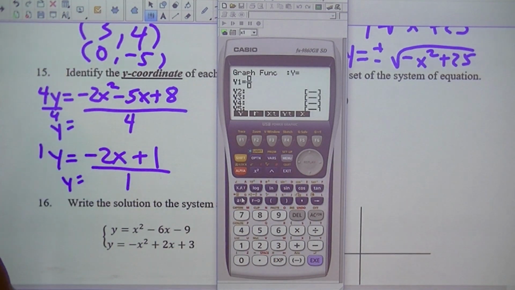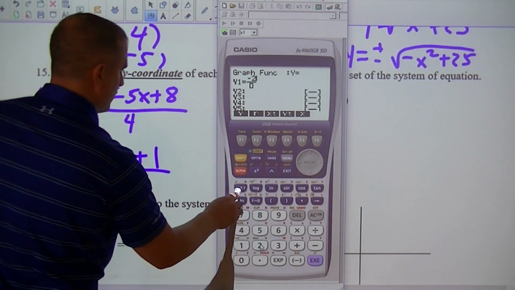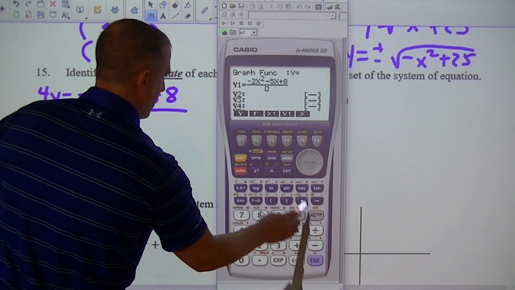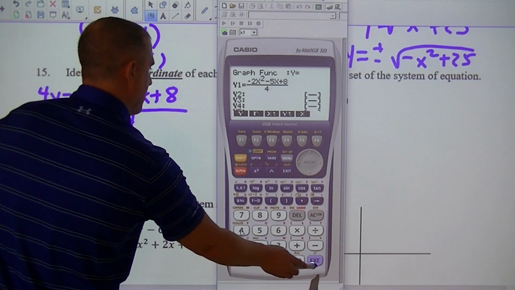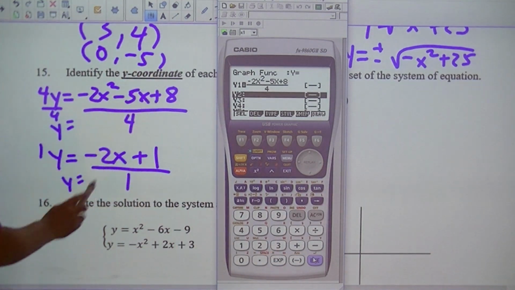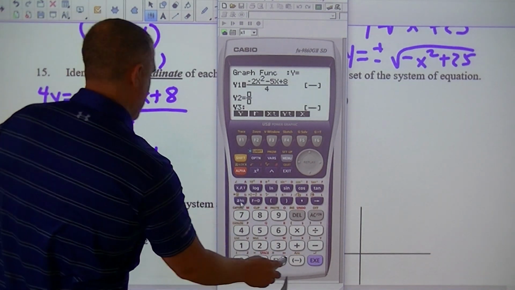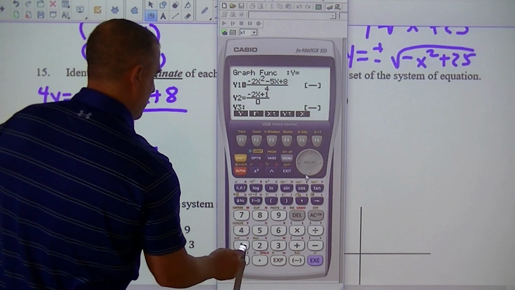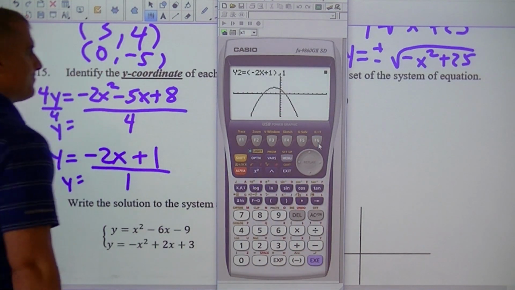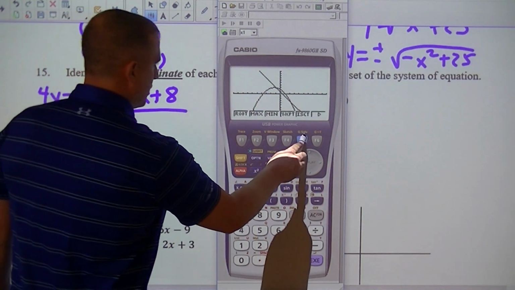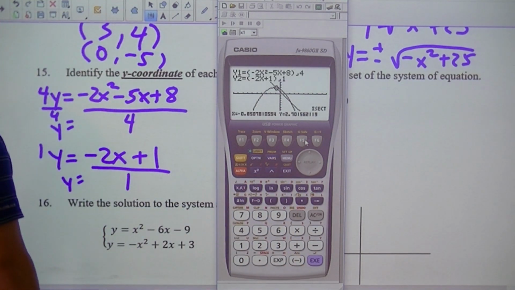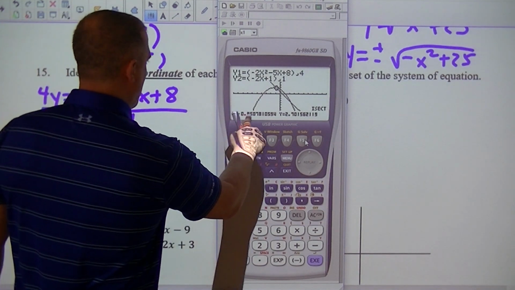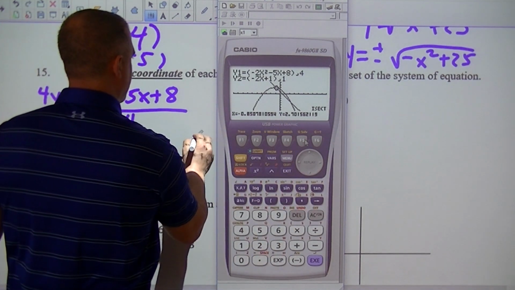So I do fraction button, negative 2x squared minus 5x plus 8, and on the bottom I put 4. They will do the math for you in this. Same thing here. Negative 2x plus 1 all over 1. If I draw, I get that. G solve intersect. One answer, I have x and y, so I got negative 0.85 and 2.70.